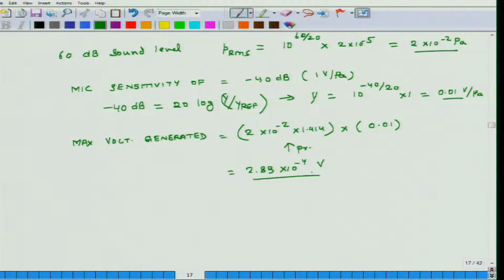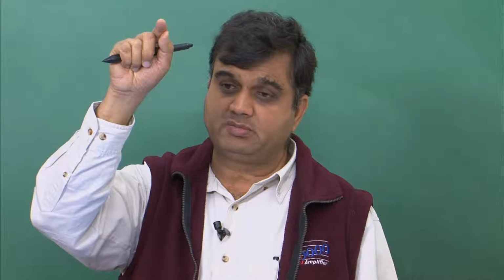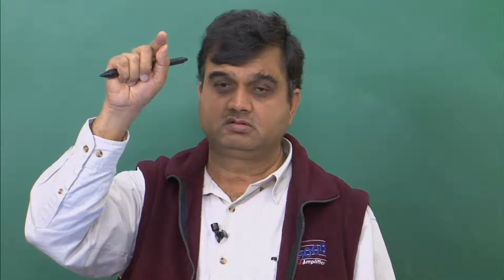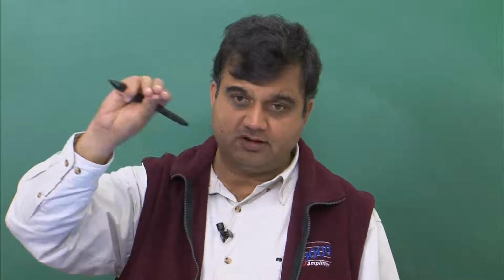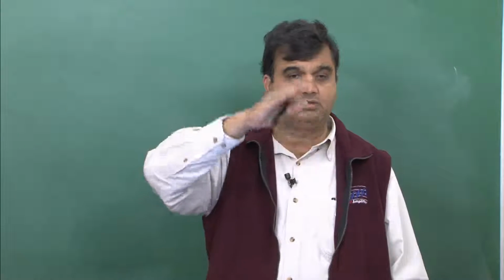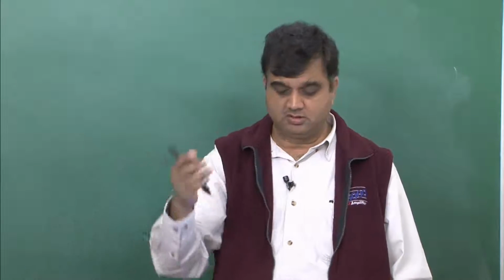So I should be able to sense at least 2.83 into 10 to the power of minus 4 volts. But when I make a measurement, I will not just measure the maximum pressure. I will like to measure some intermediate values also, maybe at least 10 values. Suppose it is a sine wave, I like to get a good shape.